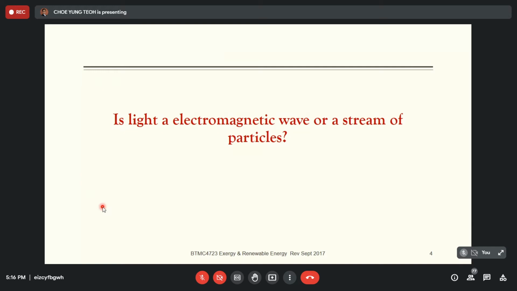Then, yes, I need to take the attendance. Then think about this. Is light like an electromagnetic wave or a stream of particles?